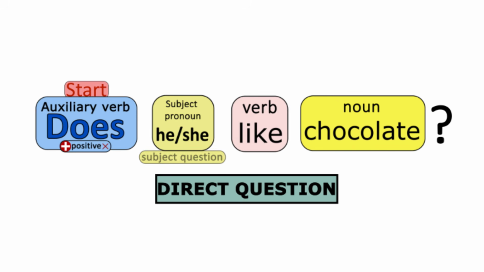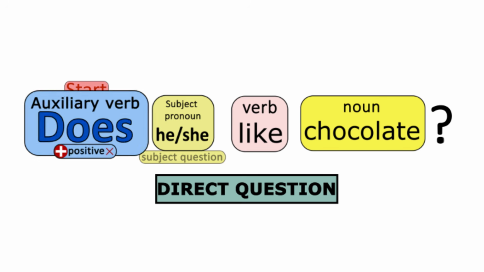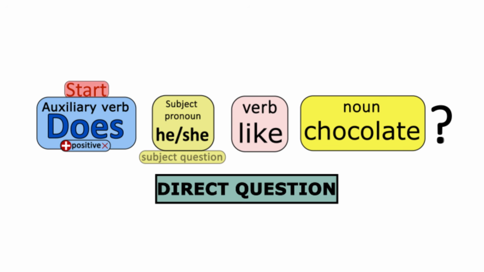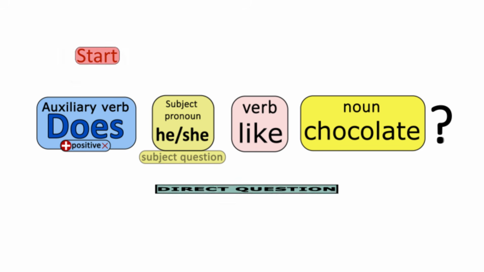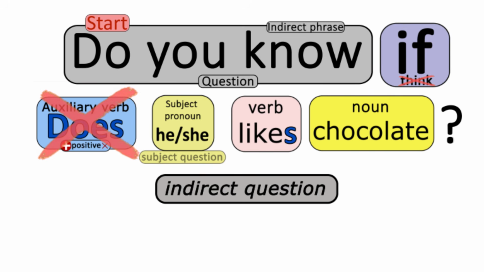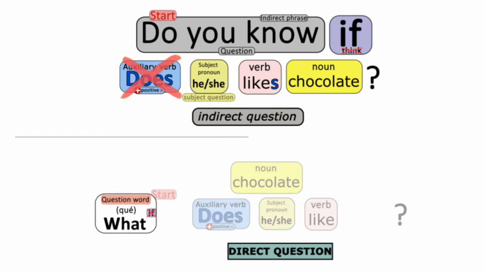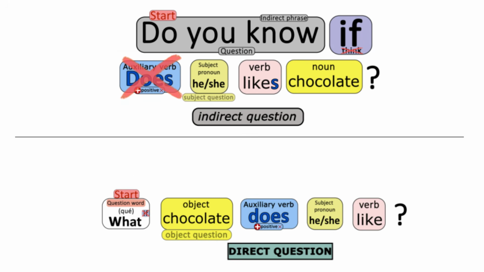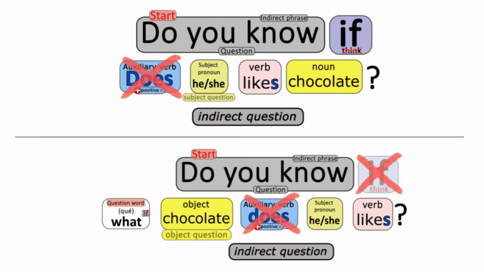A direct question can start with an auxiliary, but it can also start with a question word. If a direct question starts with an auxiliary, the indirect question has if after the indirect phrase. If the question starts with a question word, if is not used when forming the indirect question.